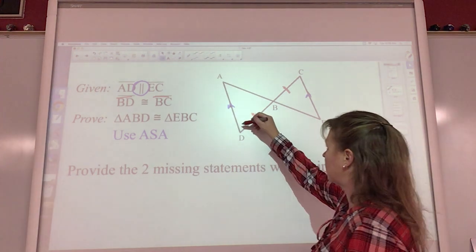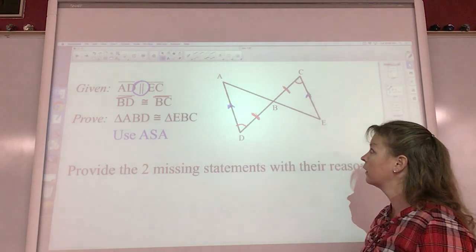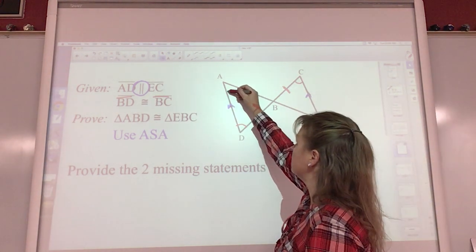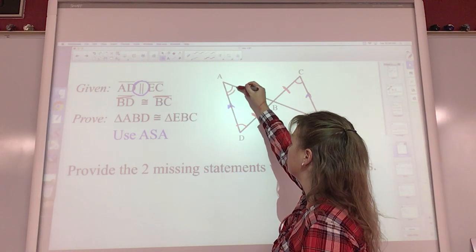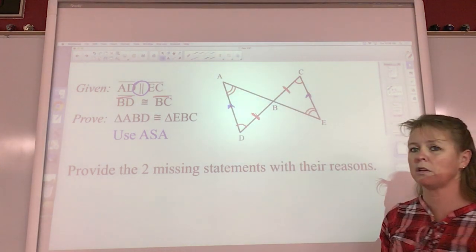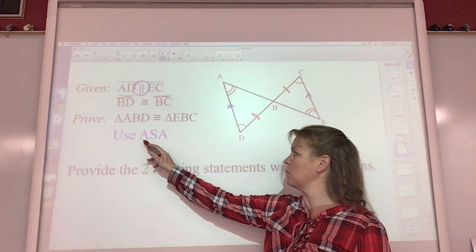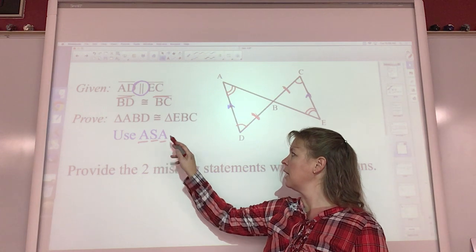We could go this direction, D with C, and we can also go this direction, A with E. We have to decide which pair we want. We cannot go with both in this case because it wants angle, side, angle.